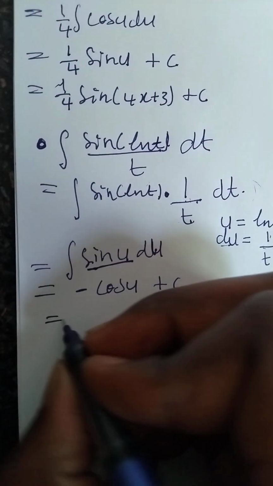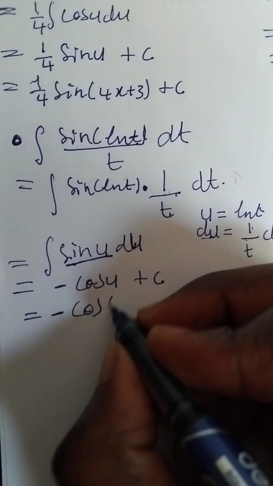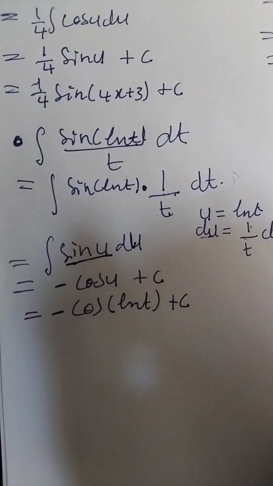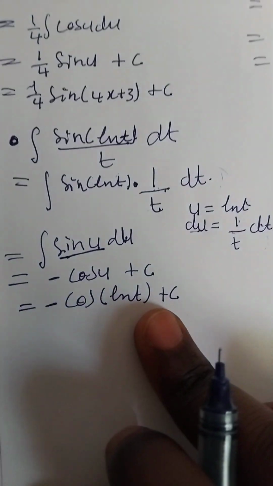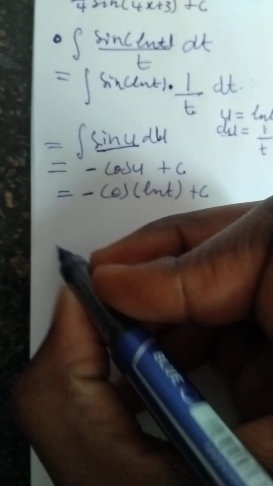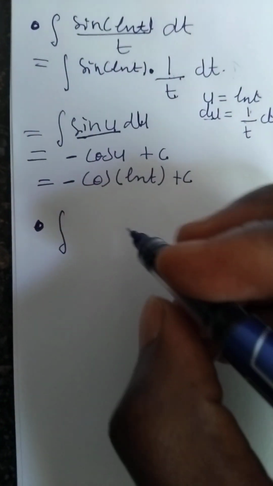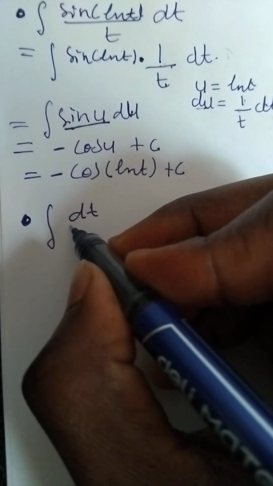Okay, so what was our u? Our u was ln t. So we have minus cos of ln t plus c, isn't it? Yes. So that is the solution to this problem. Let's look at another one. U substitution is not that deep. It just wants you to know when to use it. If it doesn't apply, then you can move to using other techniques. There is more than one technique to solve integration.